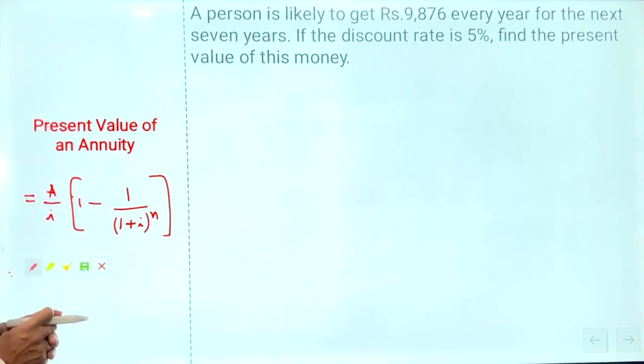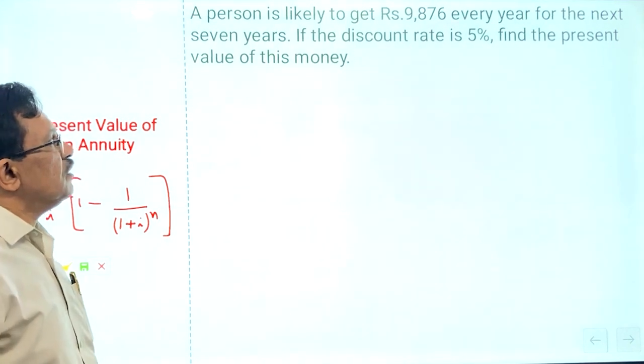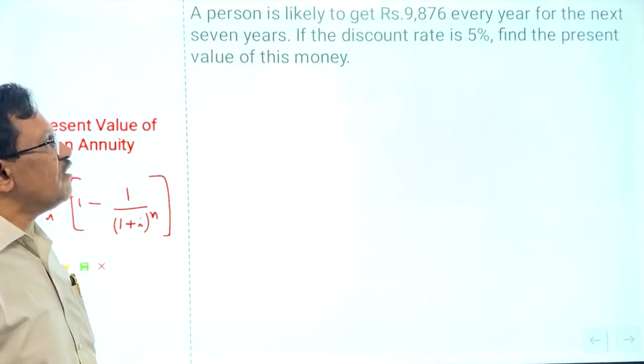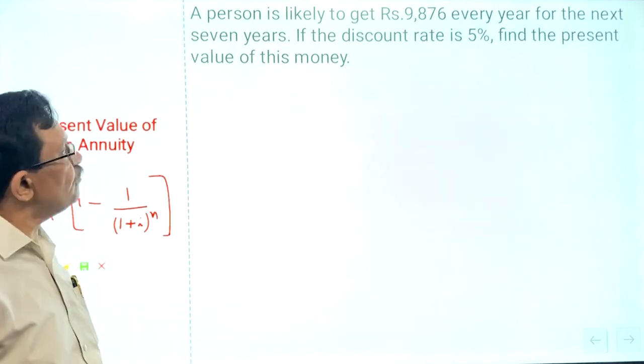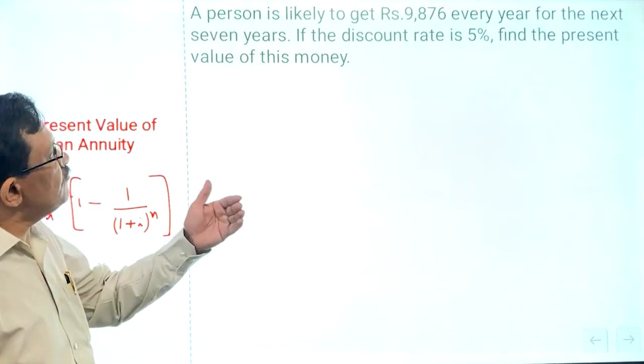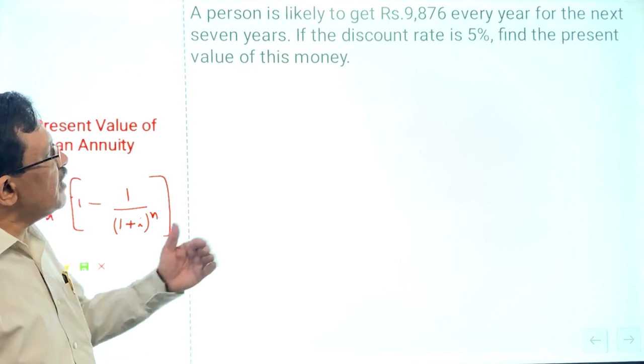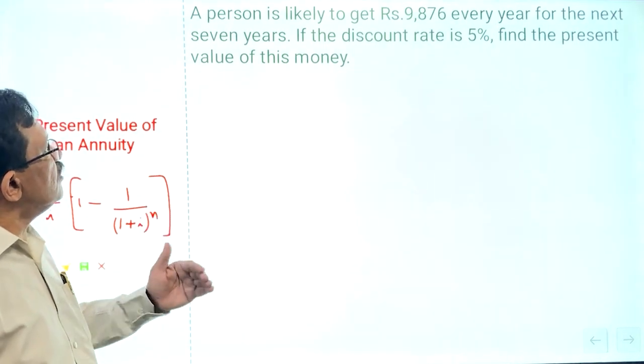Let us first understand what this particular problem is all about. Here he says that a person is likely to get rupees 9,876 every year for the next 7 years. If the discount rate is 5%, find the present value of this money.